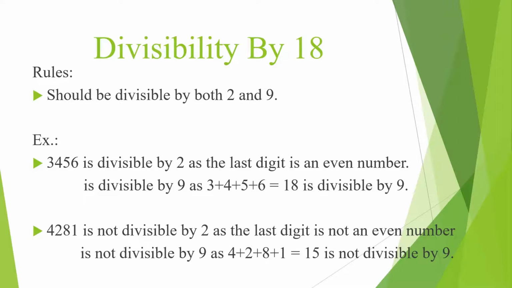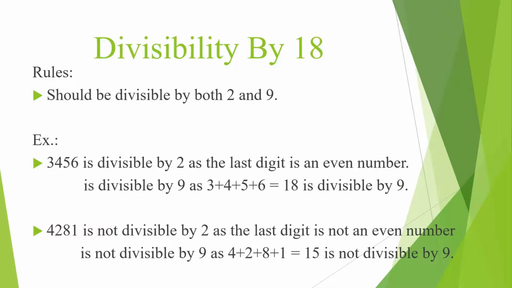Let us consider an example, 3456. As the last digit is an even number, it is divisible by 2. It is 6. 6 is an even number, so 3456 is also divisible by 2. For 9, we will add up all the digits. It is nothing but 3 plus 4 plus 5 plus 6, which is 18. 18 is divisible by 9. 9 twos are 18. So this number 3456 is divisible by 9. As it satisfies both the conditions, that is, 3456 is divisible by both 2 and 9, it is also divisible by 18.